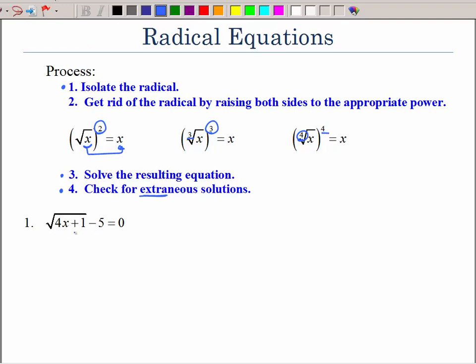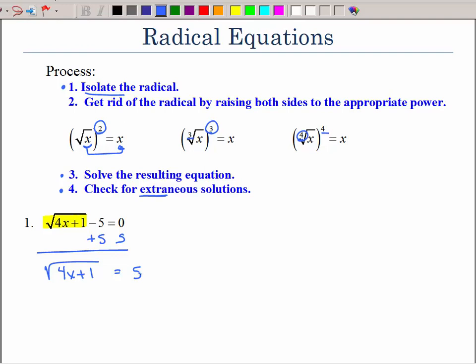We have a square root and it's not by itself. I want you to just highlight that and see that it's not by itself on one side of the equal sign. You have that -5. So in order to isolate that radical, we're going to add 5 to both sides. So we have the square root of 4x plus 1 equals 5. That first step is so very important.